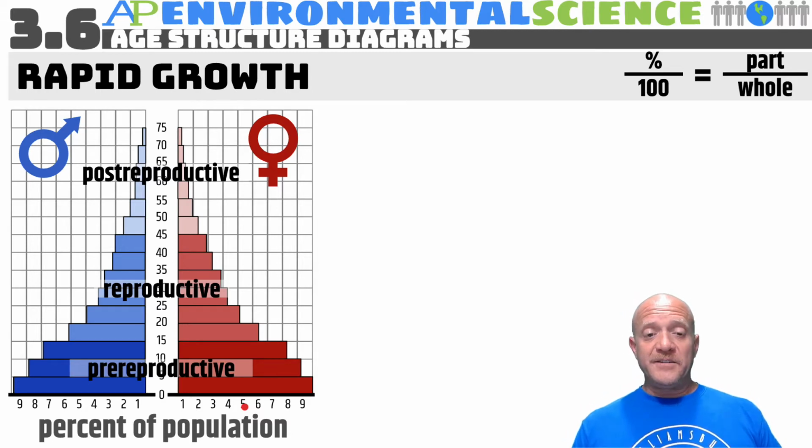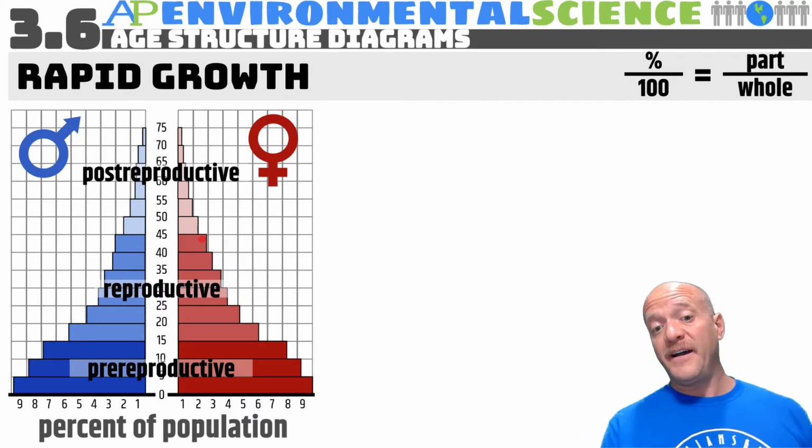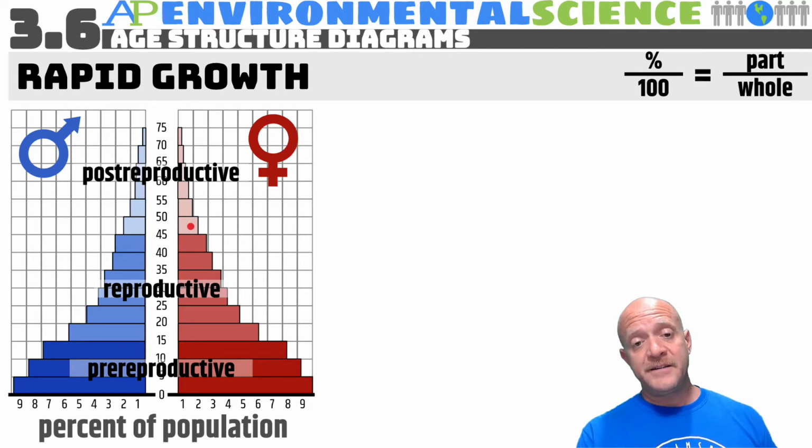So we also have 3 major groups. We have pre-reproductive, and these are humans that basically are not of reproductive age, typically under age 15. We have reproductive, in other words, this is the age of people that can be reproducing between 15 and 45. And typically after 45, this is just considered post-reproductive.